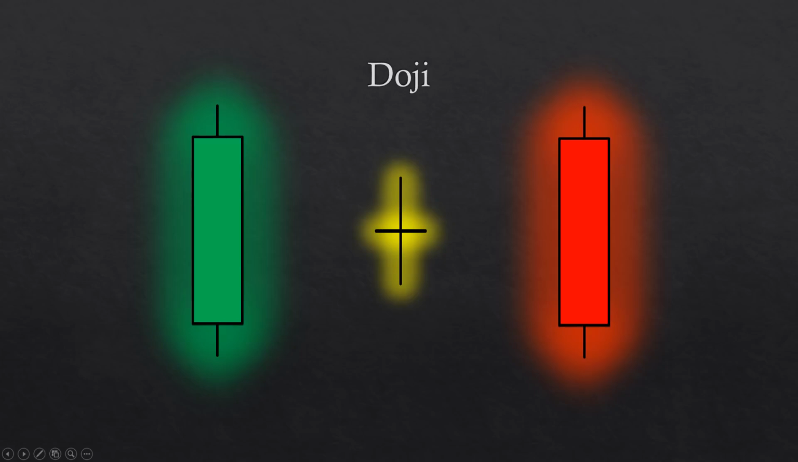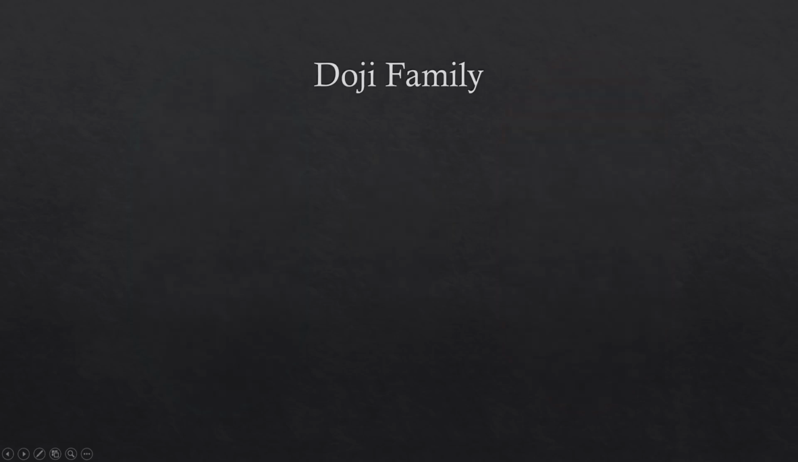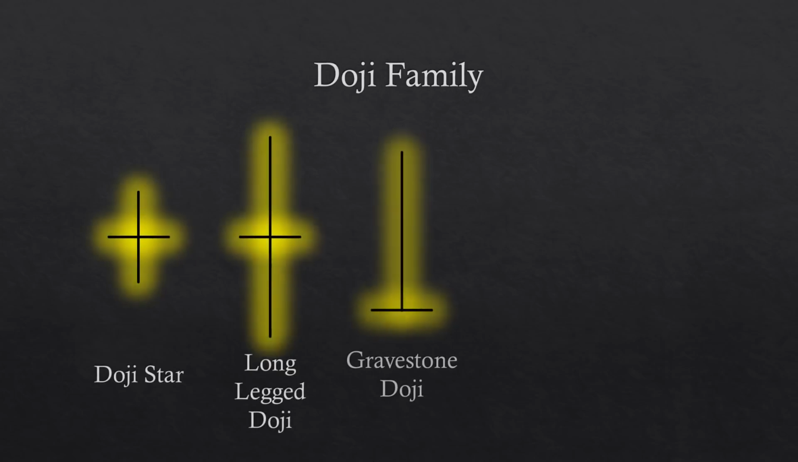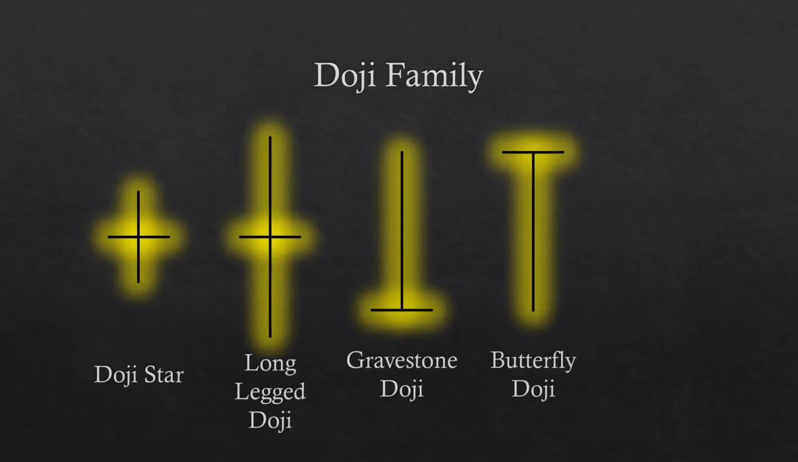Even though the main characteristic of dojis is simple, there are 5 different variations of dojis. We have the doji star, the long-legged doji, the gravestone doji, the butterfly doji, and the 4-price doji. Even though dojis are neutral patterns, these different variations of dojis imply different things about buyers and sellers.